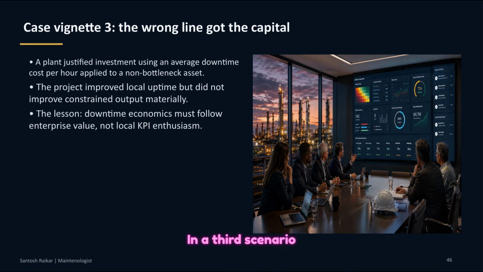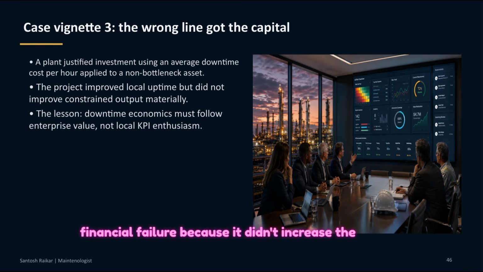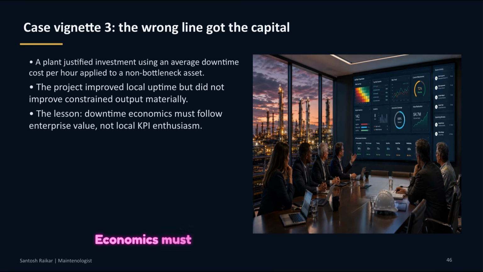In a third scenario, a plant spent capital on a non-bottleneck asset because its average downtime cost looked high. The project was a technical success, but a financial failure because it didn't increase the plant's overall output. Economics must follow the enterprise constraint.